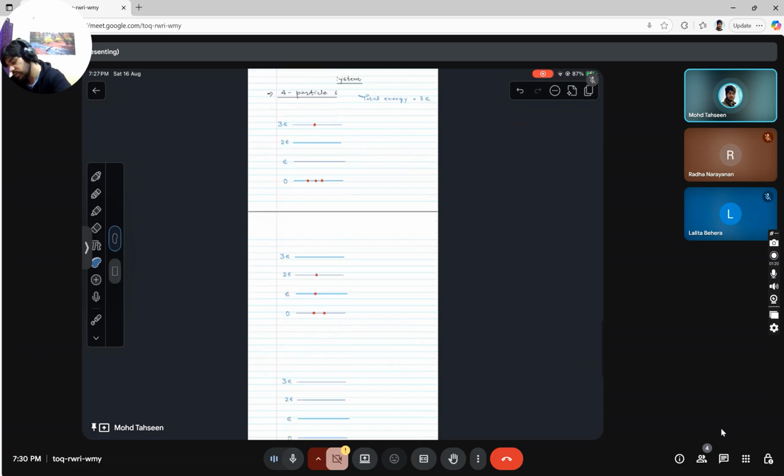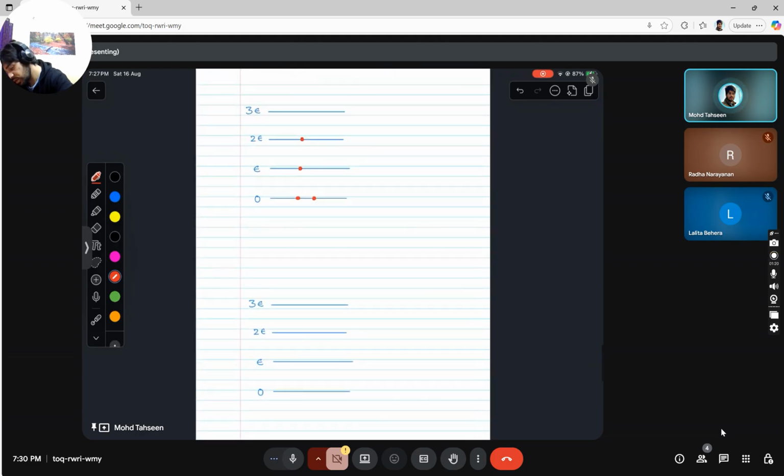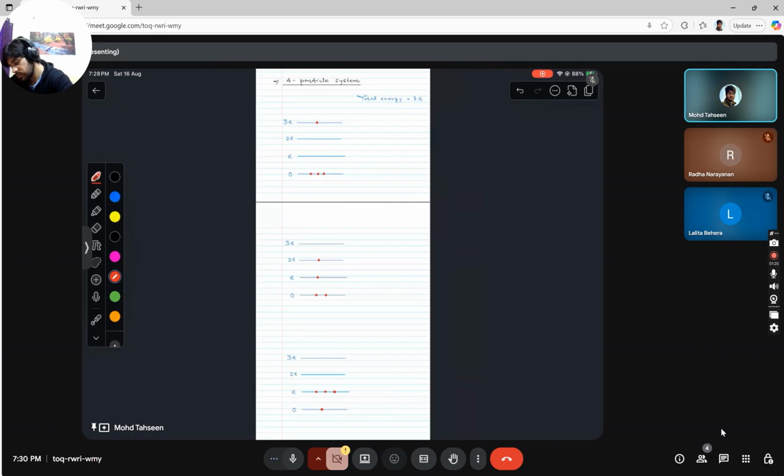And the other thing we can do is put 2 particles here, or 3 particles here, and 1 particle here. So these are the only 3 ways in which we can fill 4 particles in this system such that the total energy is 3 epsilon. So now let's calculate the number of ways.